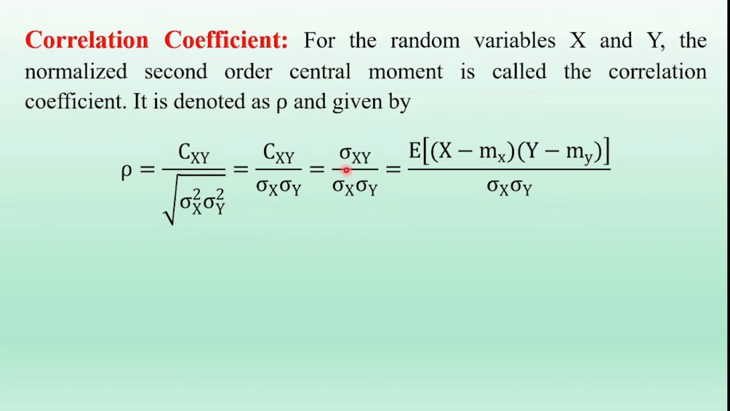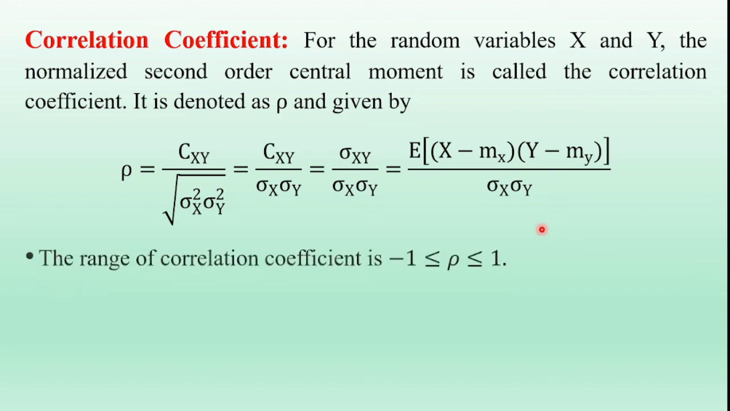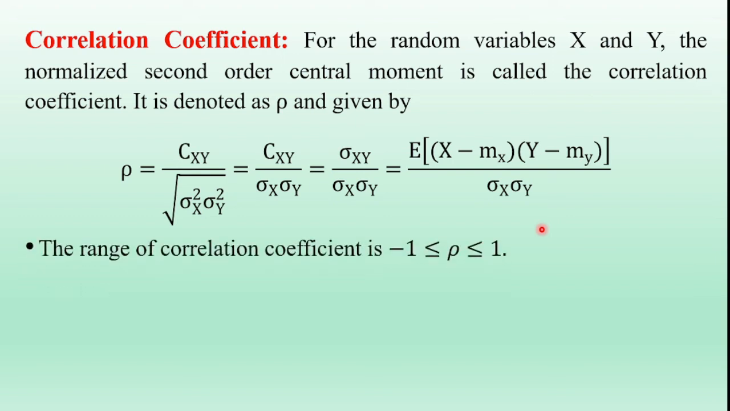So rho is equal to sigma XY divided by sigma X sigma Y, where sigma XY is the covariance between the two random variables, that is, the expectation of (X minus mX) into (Y minus mY), divided by sigma X sigma Y. So this is the definition of the correlation coefficient. The range of the correlation coefficient is minus 1 to plus 1.